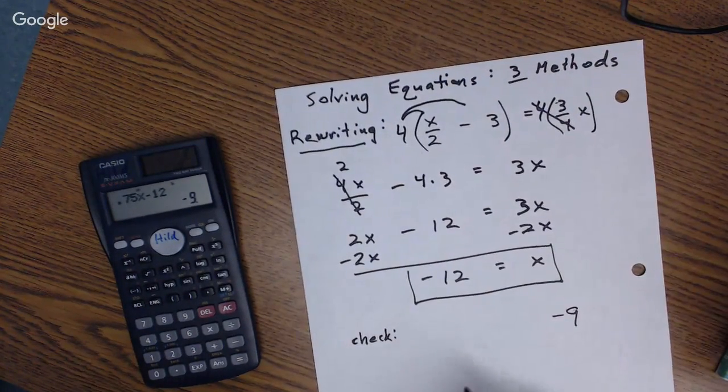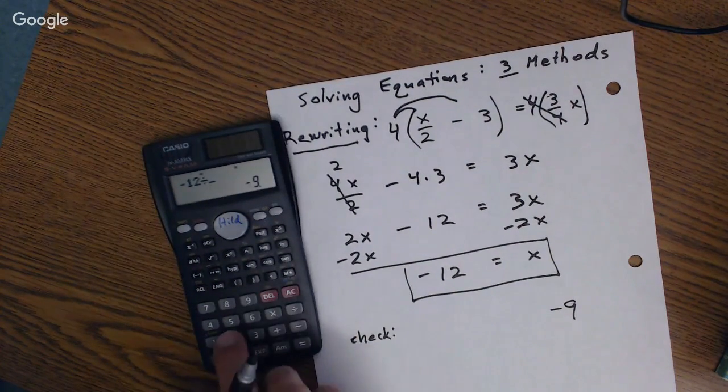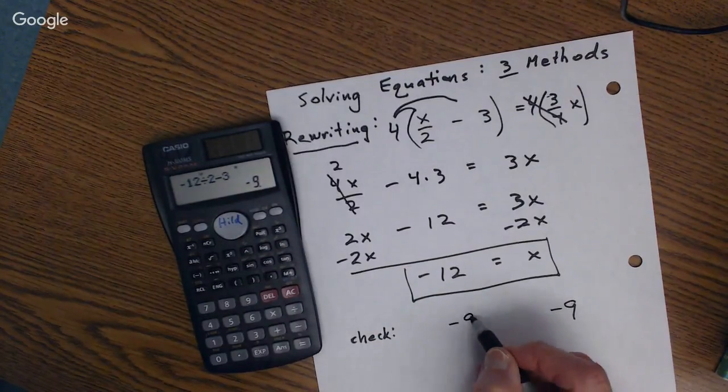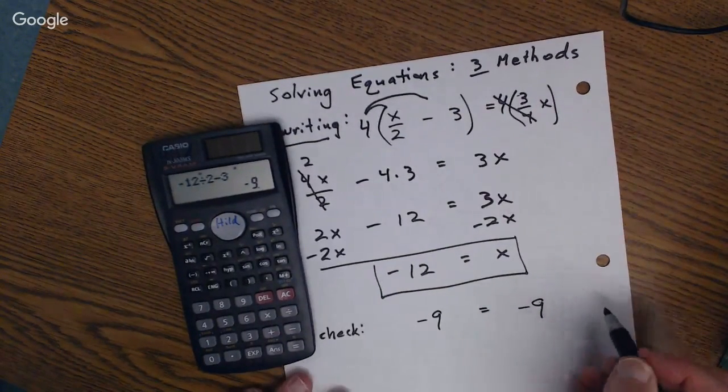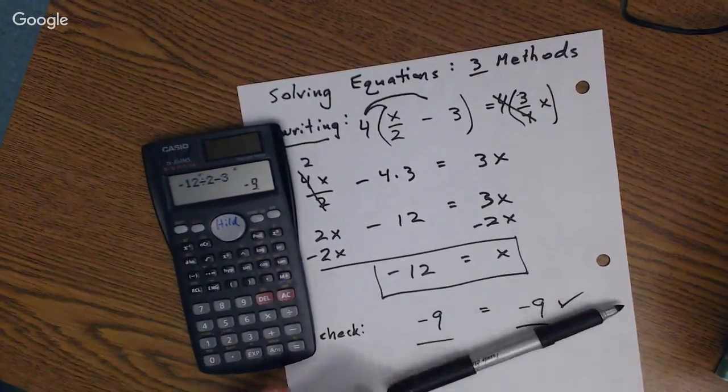This side of the equation is going to be negative 12 divided by 2, and then take away 3. And I end up with negative 9 up there also. Because the two sides are equal, that's a good check.